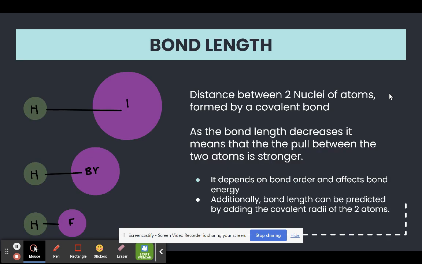Bond length is the distance between two nuclei of atoms formed by a covalent bond. The length of a bond is dependent on and determined by the number of electrons being bonded in a bond order. As you can see from each molecule in the slide, as the number of bonds increases, the distance will shorten.